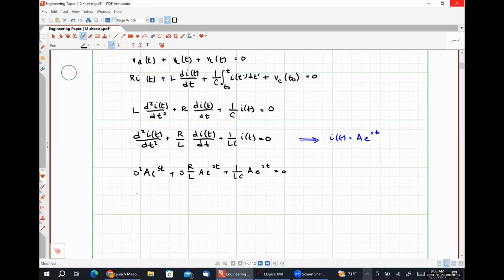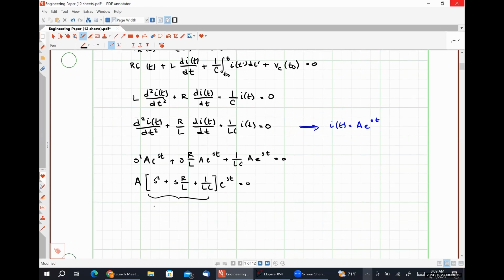And now I'm just going to factor things out. So we're going to have A times s squared plus s times R over L plus 1 over LC times e to the st is equal to 0. And so once again, we have a second order polynomial as our characteristic equation.